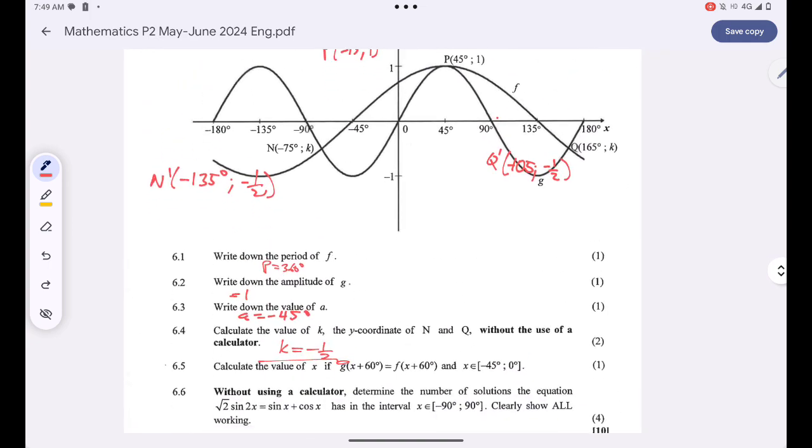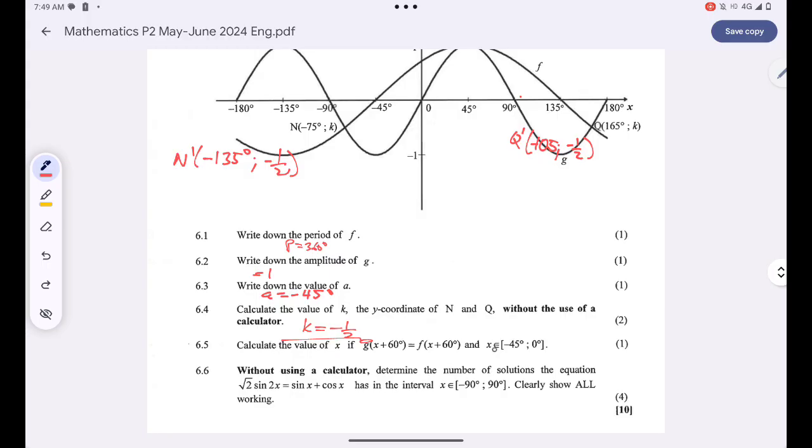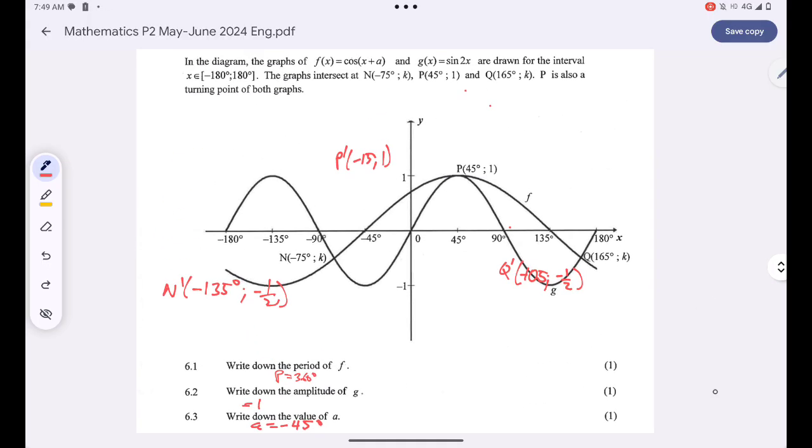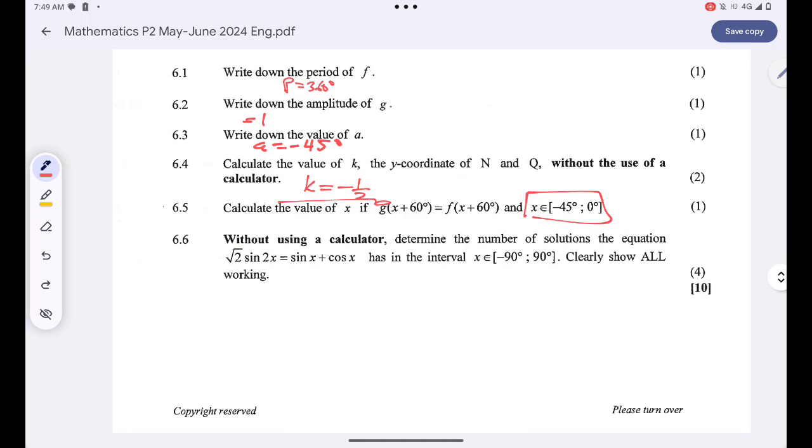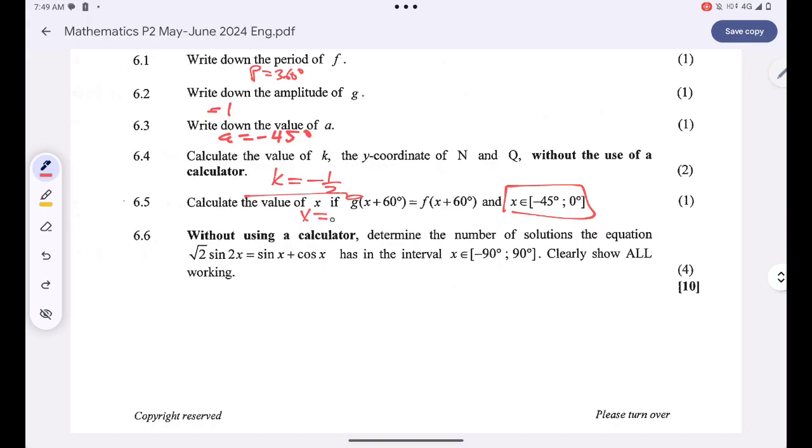But they want us to find just one root, which is between that restriction over there. So this is the only point which is between that restriction. So x is only equal to negative 15 degrees.